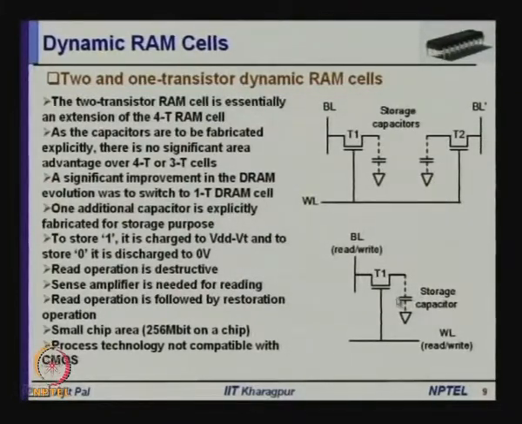As you can see here, you have got only one transistor T1, and of course, you will require a storage capacitor that has to be explicitly fabricated. This is the read write line, this is the bit line, this is the word line. You can see obviously, this will require very small chip area, and it has been found that it occupies roughly 1/4 of the chip area of a 6 transistor static RAM cell. So, it is very attractive.